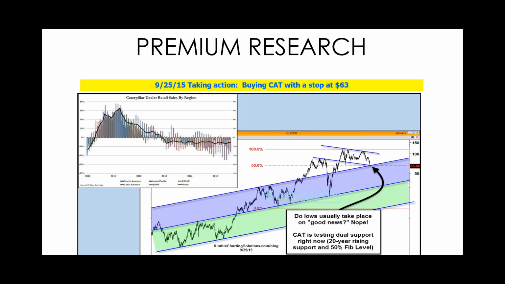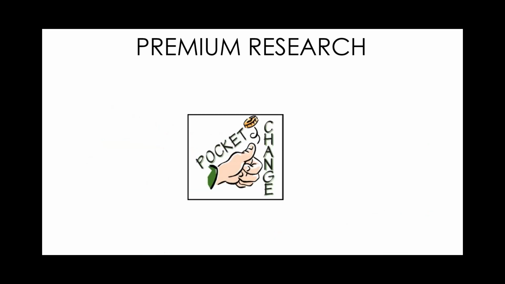Here's another example on CAT that Chris went through earlier, but this was the action. We sent a chart. Chris had a little bit more commentary with this on 9/25 with a stop at 63. Well, we didn't need to worry about that stop. It just took off immediately after and was up about 10% within 10 days. We'd love every one of those to be like that. They're not all going to be, but it was a great opportunity. Why? Because again, things were at an extreme.